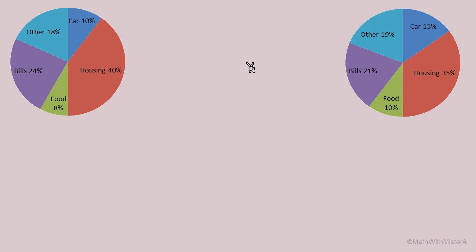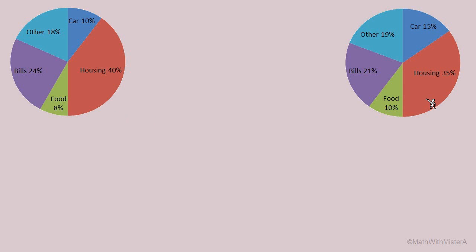In this video, we're looking at percentages in pie charts. We have two pie charts describing how a person's income is divided into individual expenses: car, housing, food, bills, and other. In each of these pie charts, the percentages add up to 100% to represent the entire, in this case, we'll refer to it as monthly income.